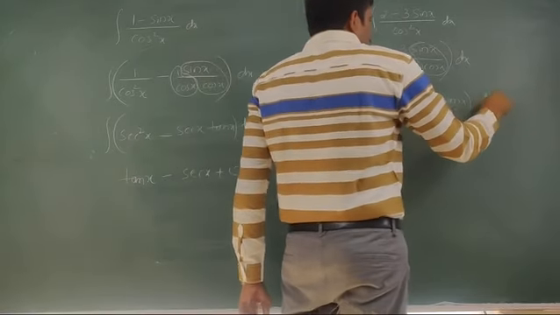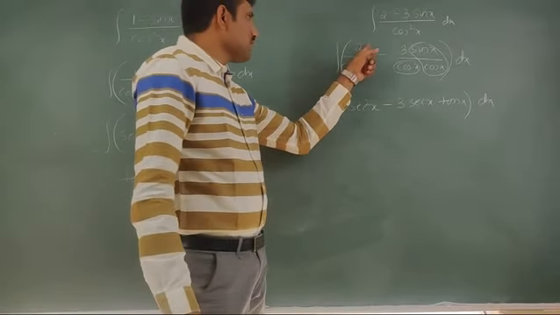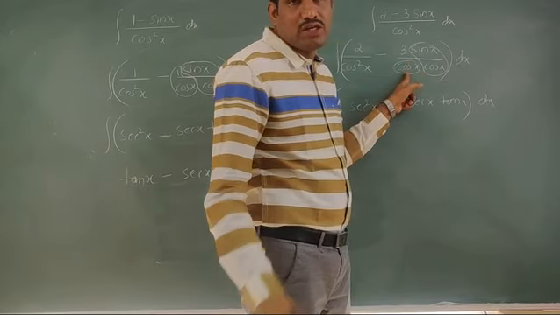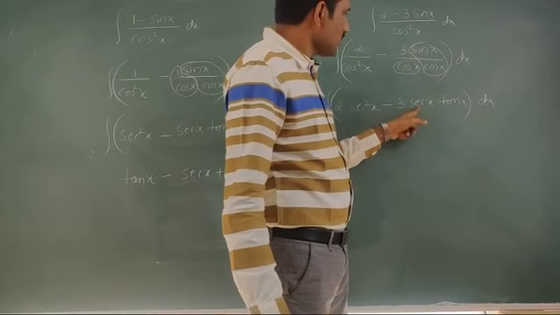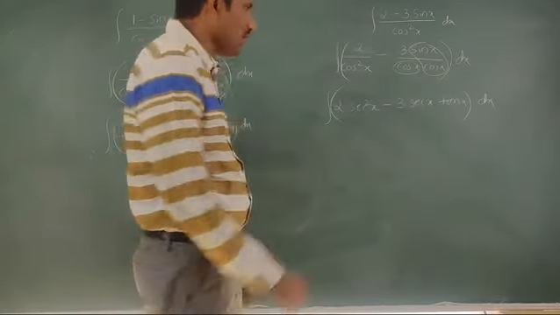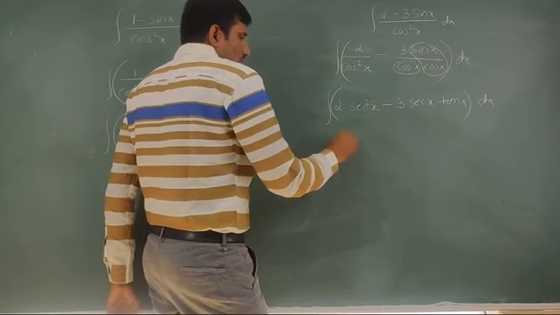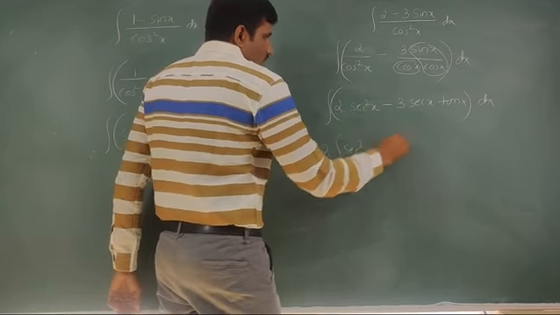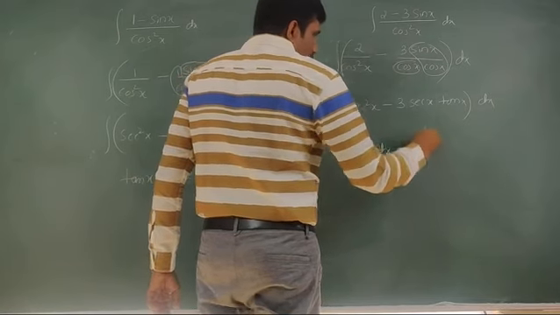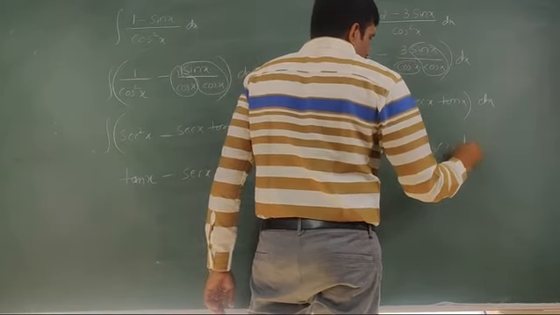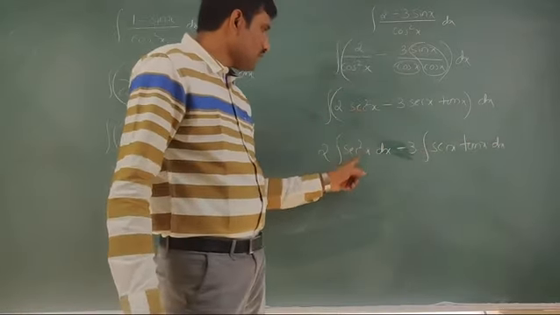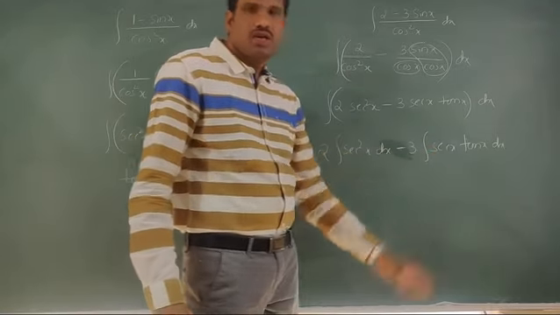Is it clear, friends? So 2 as it is, 1 by cos square is sec square, minus 3, what is 1 divided by cos? I will consider only one cos term. 1 divided by cos is sec x, and we are left with one more cos, that is sin divided by cos, which is tan x. So we can write it as 2 times the integration of sec square x minus 3 times the integration of sec x into tan x. This step is not required, you can write it directly also.